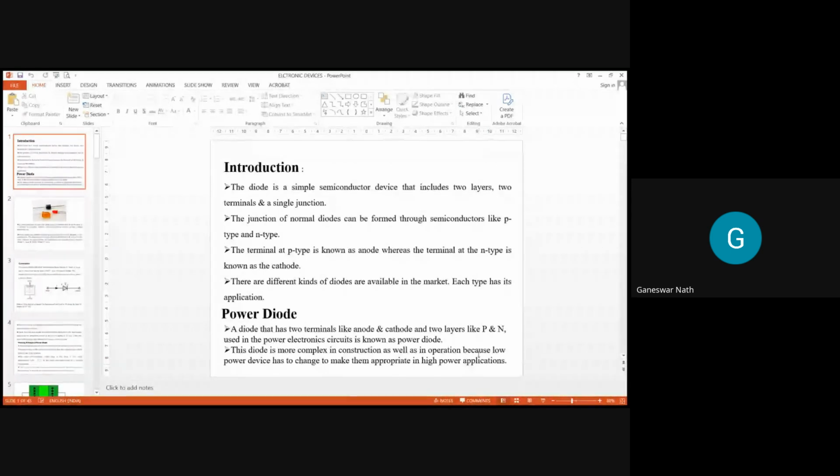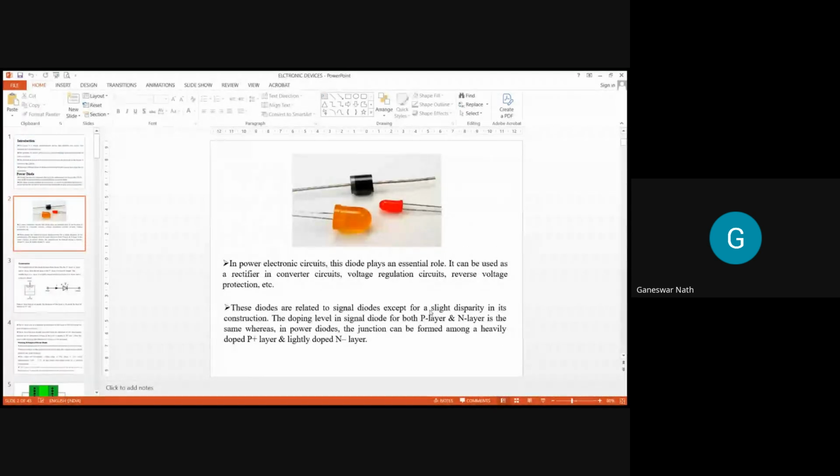So that is why this is complex, because the low power devices have to be changed to make them appropriate for high power applications. The simple power diode can act for high power applications if we can change the constructional details. Then this is a diode that you may have seen in your day-to-day life.